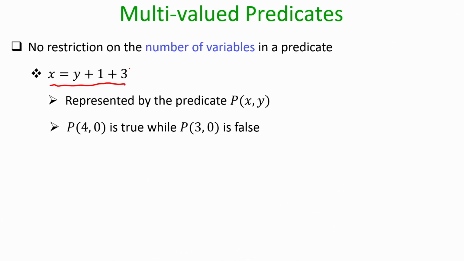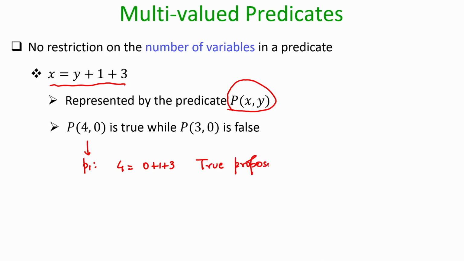So, this is not a proposition, because until and unless we assign values to x and y, we do not know the status of the resultant proposition. So, I can represent this statement by a predicate variable. I use the predicate variable capital P, and it is a function of two variables x and y. When I assign the value 4 to x and 0 to y, I get the proposition, say P1, that 4 equals 0 plus 1 plus 3, and this is a true statement, a true proposition.